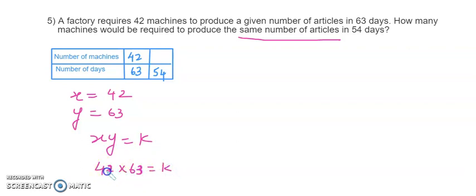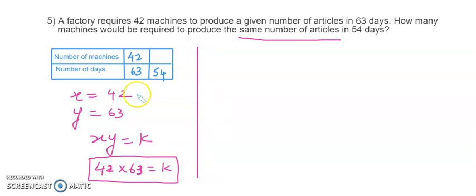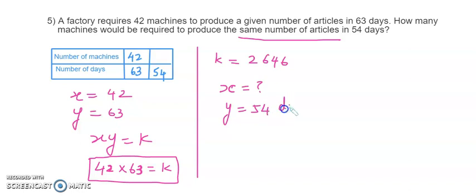Now for easy multiplication, yes, we'll be multiplying this k and writing it up, but for the calculation for the number of machines, I'll be keeping it as 42 multiplied by 63 for easy calculation. But for the first step, I'll say 42 multiplied by 63 is 2646. Okay, but in the question, I'm going to use 42 multiplied by 63. So what is x? Number of machines that can be produced of the same article in 54 days.